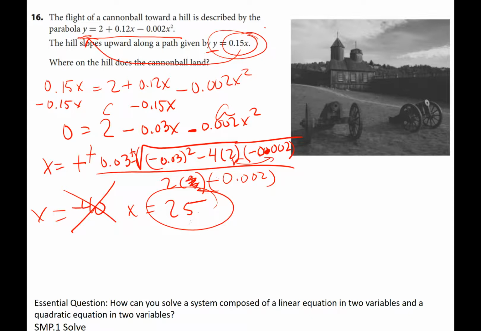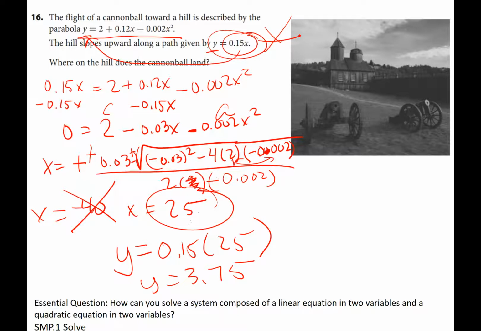So for the landing value, we're going to go back into this equation here and plug in the 25. So y equals 0.15 times 25. If we were to put that in our calculator, we get y equals 3.75. So basically, we did just solve the system. So it gives us the coordinate where it lands. So the cannonball lands at the coordinate 25, 3.75.